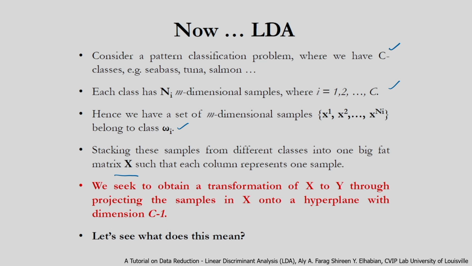Now I want to find a transformation of X to Y. X is the input data vector, suppose. So I want to find a transformation of X to Y by projecting the samples in X onto a hyperplane with dimension C minus 1. I have to find the projection direction, the new data will be Y after the projection, and the objective is to get the maximum discrimination between the classes. So I have to find the best projection direction.